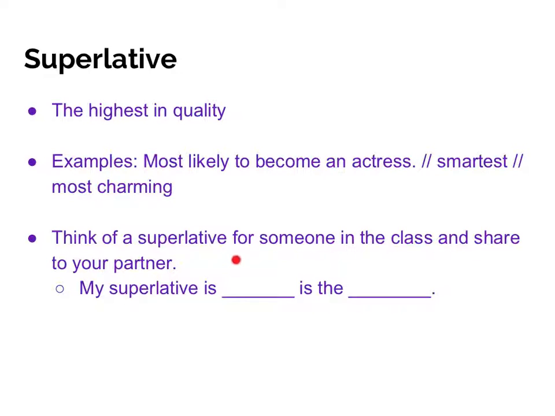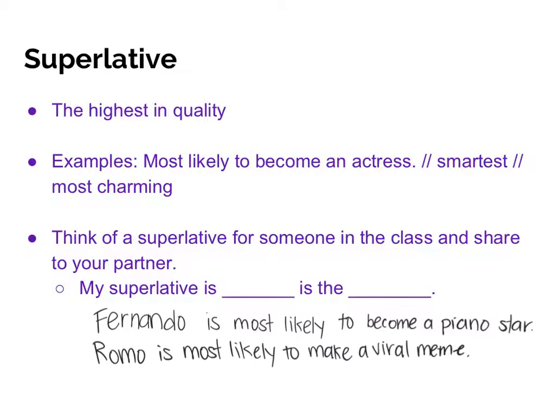So think of a superlative for someone in the class and share it with your partner. I'm going to first show you an example of what I mean. Here are two examples. Fernando is most likely to become a piano star. Not just kind of likely, maybe he will be, no, he is the most likely in the class to become a piano star. Romo is most likely to make a viral meme. These are two examples of superlatives, showing someone who is most likely to do something, who is the most of something.